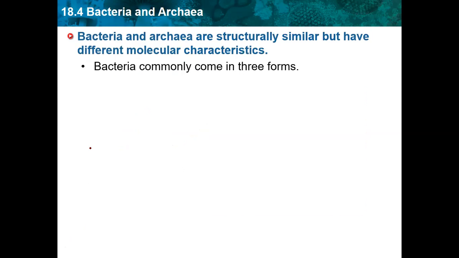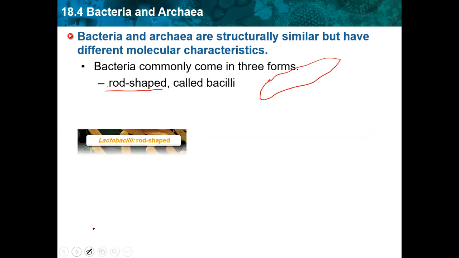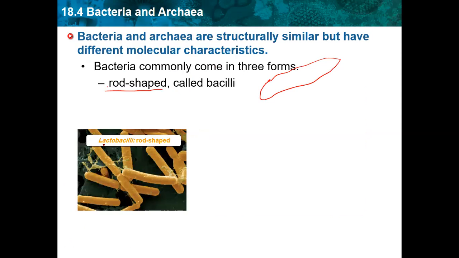Bacteria and archaea are structurally similar but have different molecular structures. Bacteria commonly come in three forms. We have a rod shape, which is called bacilli. They look like this, like a rod. We call them bacilli or bacillus. An example of this is lactobacillus.